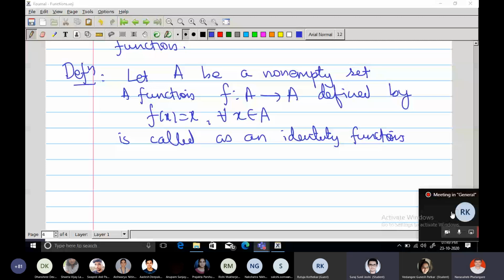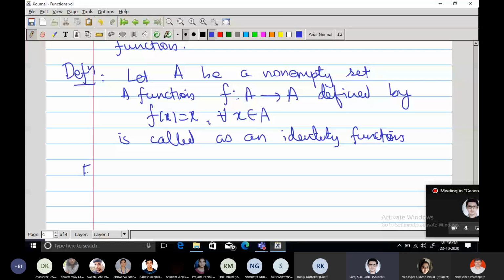Yes, sir. Can you tell me one example of an identity function? Yes, sir. We can take an example. If f of x is equal to any constant like pi, then the graph will be a straight line parallel to the x-axis. But it is not an identity function. Identity function means x goes to x, 5 goes to 5, 3 goes to 3, 7 goes to 7. Do you understand the difference between a general function and the identity function? Identity function is a special type of function.